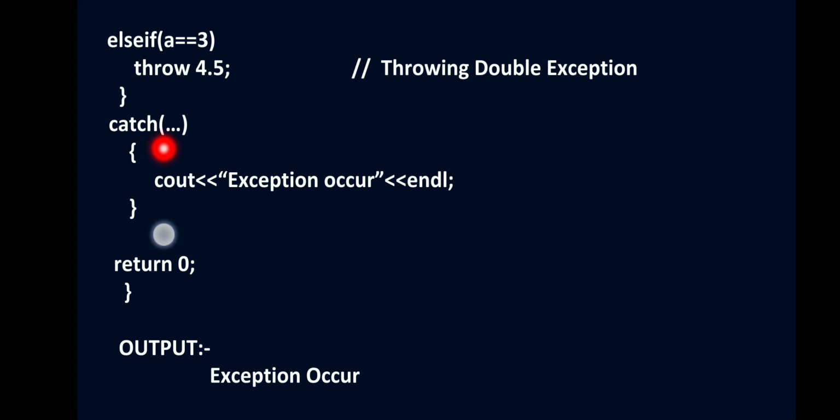So if a equal to 1, then the output is exception occurred. Then if a equal to 2, then also it catches the character, and the output will be exception occurred. And if a equal to 3, then also it catches the double exception. So irrespective of the type of the exception, this catch block can catch any type of exception. So this is catching any type of exception with the general catch block.